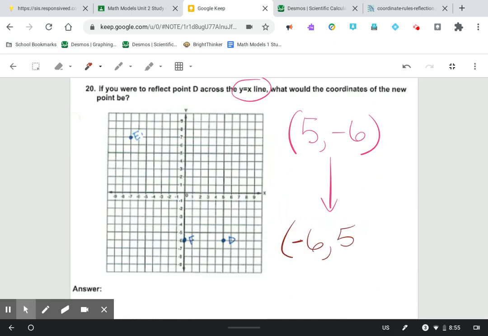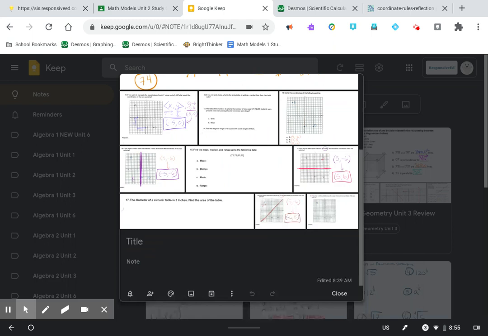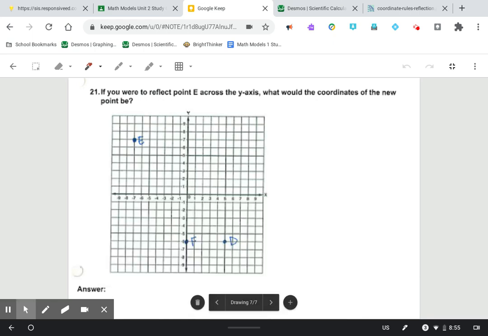-6, 5. And remember that point, -6, 5, is right here. That's the new point D. And that's because we were reflecting across this line right here. So you can see how that is a reflection across that line. So you can see what I'm telling you is that you're basically doing these rules. So you need to have those rules in front of you.